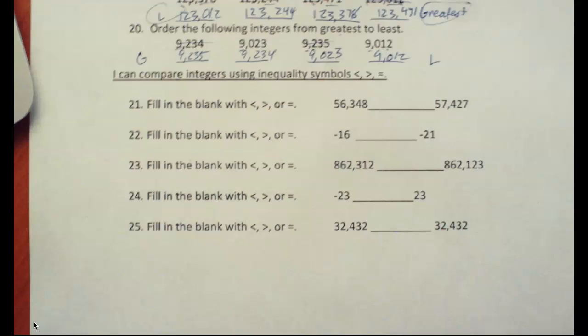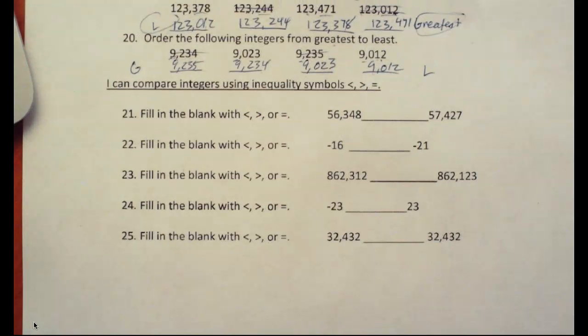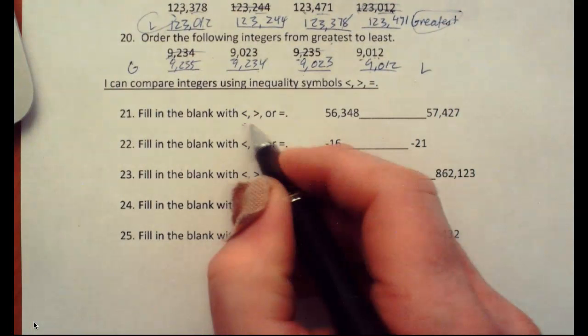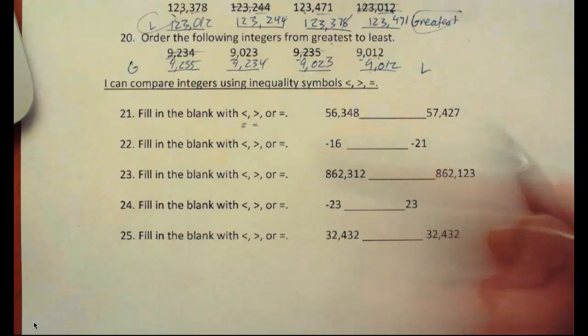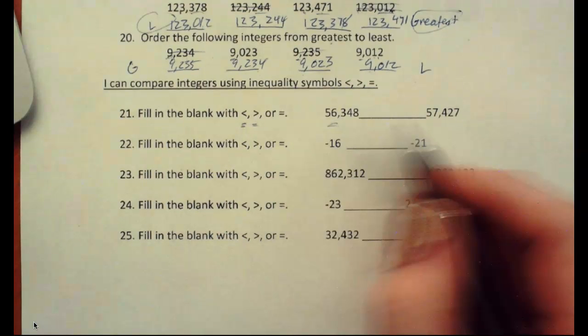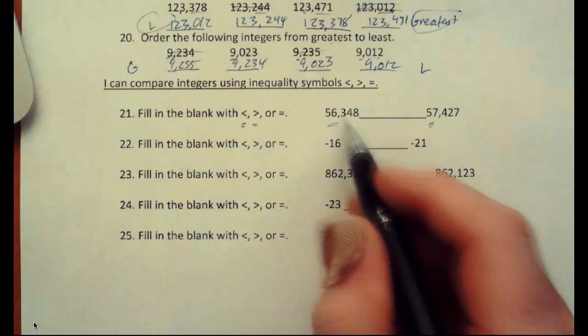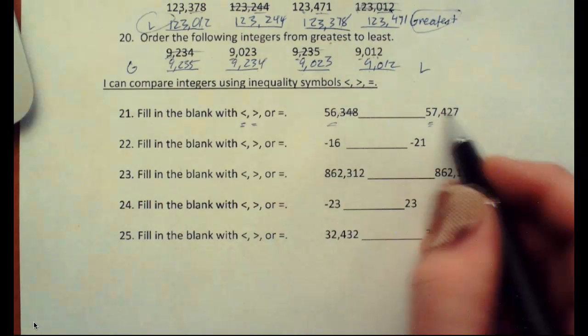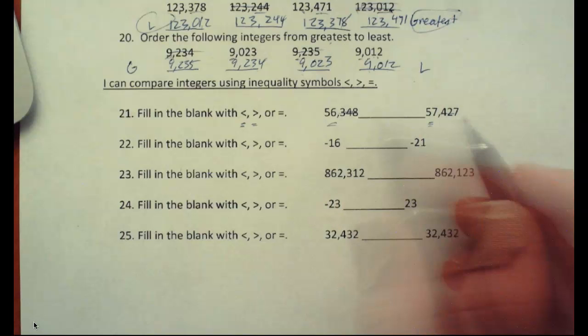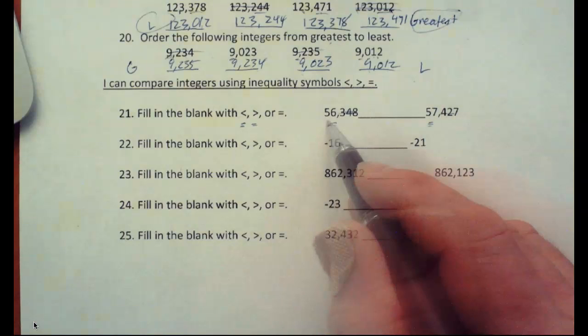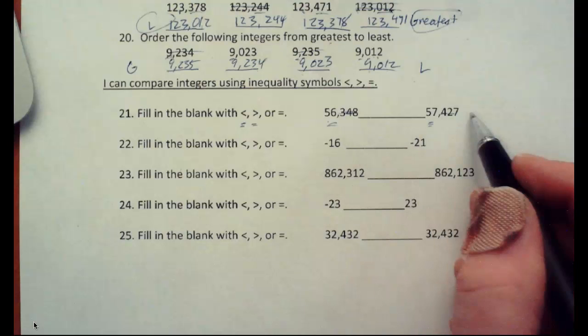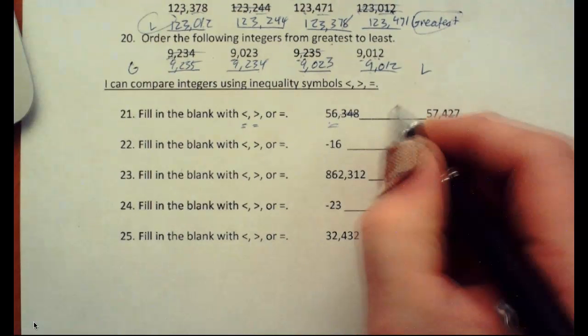All right, now we need to fill in the blank with less than, greater than, or equal symbols. So I have 56,348, 57,427. Well, I mean, these here don't even really matter. We're just looking, this is 56,000 some. This is 57,000 some. So the 57 is bigger, so it's greater.